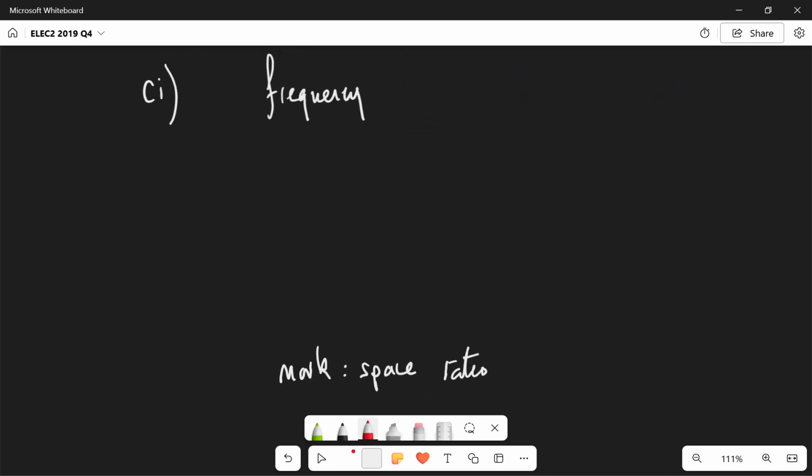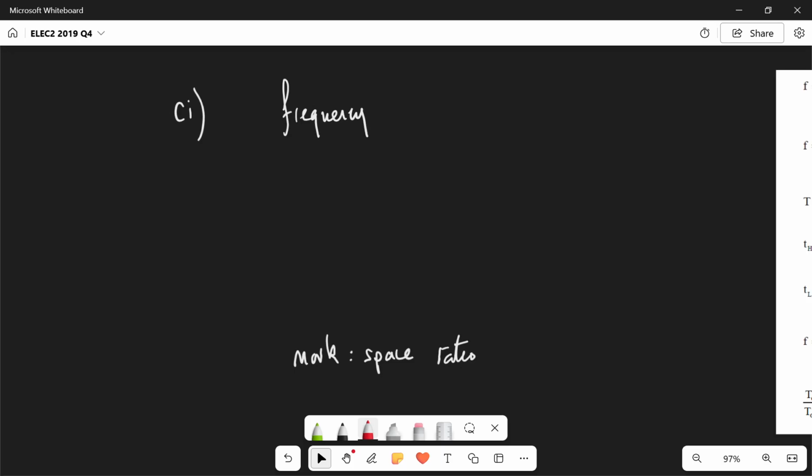Okay, part C. So C part 1 is, after using the system for a while, the shop owner decides it would be more desirable to pulse the buzzer rather than have it sound continuously. The circuit is modified accordingly using the A-stable circuit shown below. For part 1, calculate the frequency and mark space ratio of this A-stable.